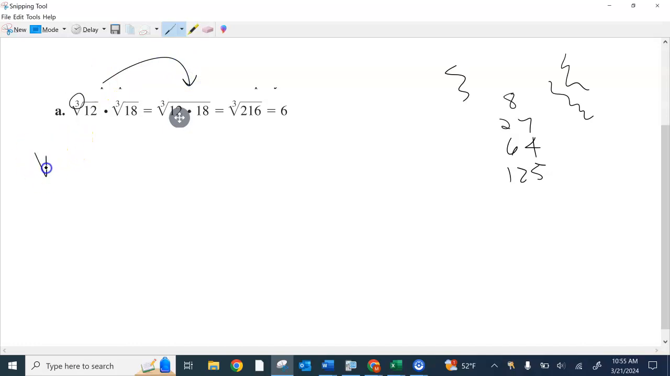You may want to think about it like this. What is a 12? It's a 2 times 6, which is a 2 times 3. And then it would be multiplied like this, right? And 18 is 2 times 9, which is 3 times 3, right?